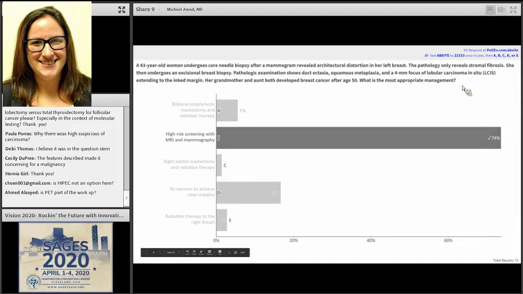Yep, you guys are getting it. So you guys clearly know LCIS isn't precancerous like DCIS, but it's indicative of being higher risk, 7 to 10 times higher than the general population for invasive cancer. There is risk, but a prophylactic mastectomy is not necessary. It's not precancerous. You don't need a partial mastectomy or radiation. And this is one of the things that you do not need to go back for margins for. You just need high-risk screening.